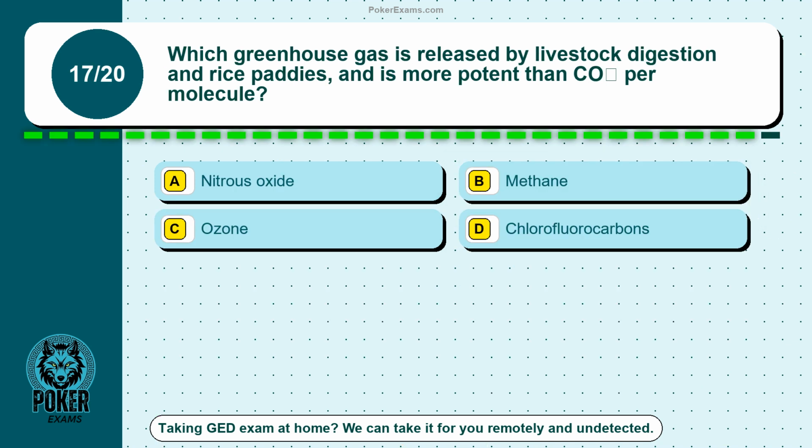Question 17. Which greenhouse gas is released by livestock digestion and rice paddies, and is more potent than CO2 per molecule? Option A. Nitrous oxide. Option B. Methane. Option C. Ozone. Option D. Chlorofluorocarbons.